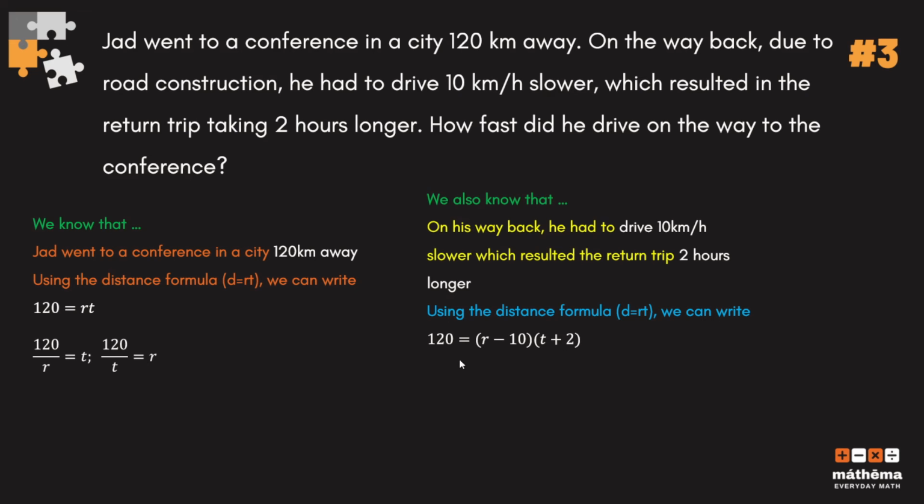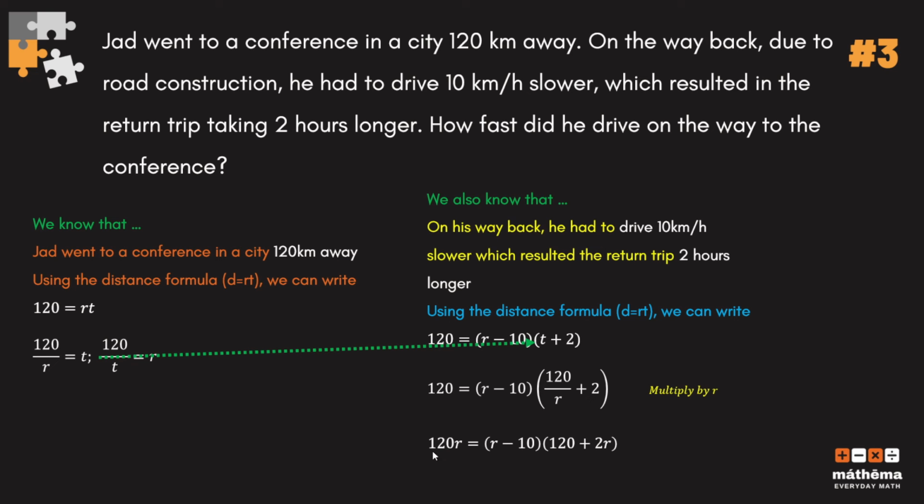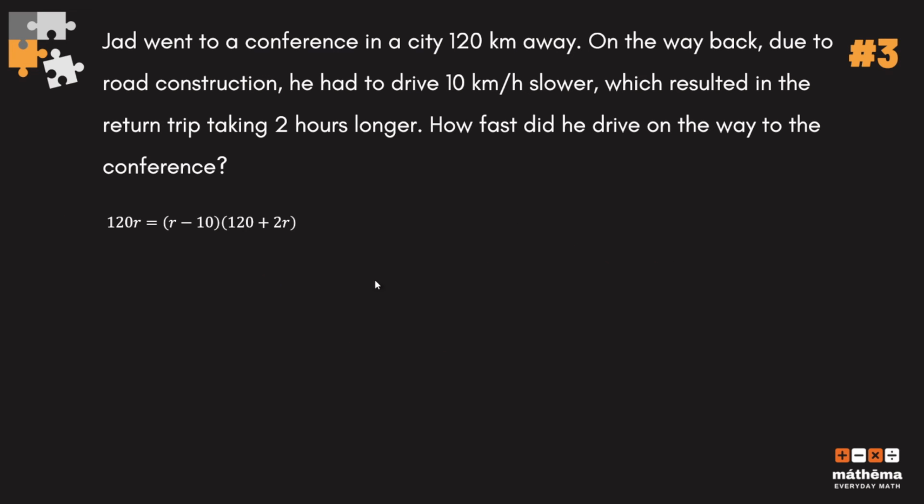To cancel out t in this equation, we will use our established equation earlier, which is t is equal to 120 over r. So we will substitute that value for t. That will give us 120 is equal to the quantity of r minus 10 times the quantity of 120 over r plus 2. We will then multiply our entire equation by r to eliminate the fraction. So we will now have 120r is equal to the quantity of r minus 10 times the quantity of 120 plus 2r.